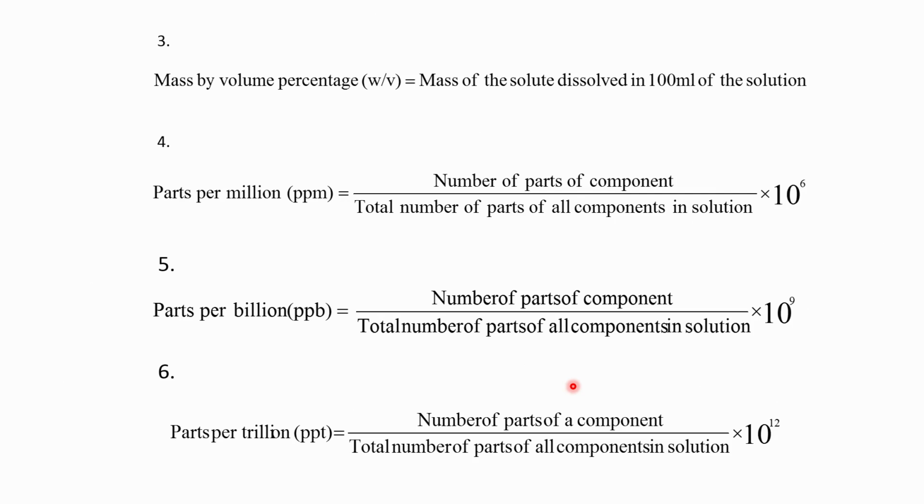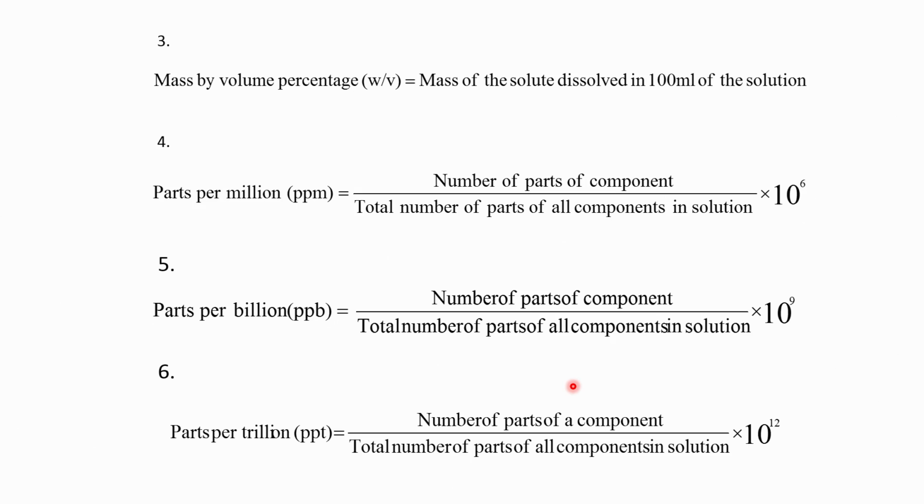That means, if there is one part in 10 raised to 6 parts of all the components, then it is known as 1 ppm, 1 microgram per milliliter or 1 milligram per liter. They are also equivalent concentrations. So, I can say either 1 ppm or 1 microgram per ml or 1 milligram per liter. You can say 1 kg in 1 ton also, something like that.